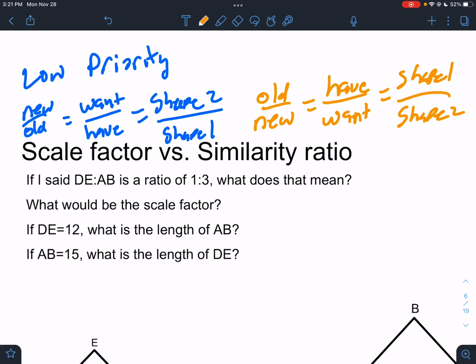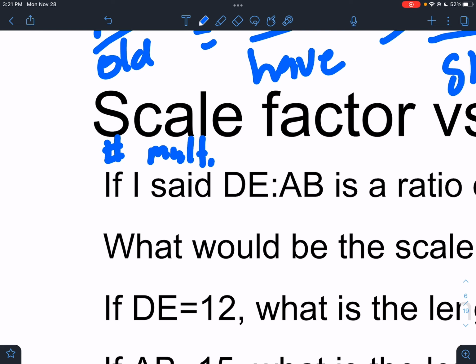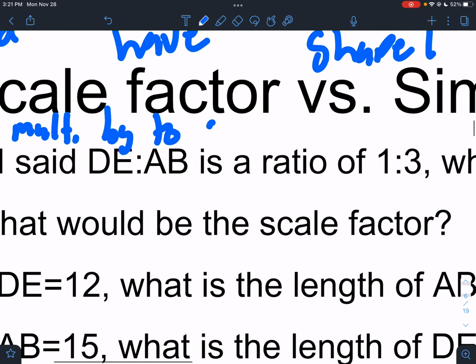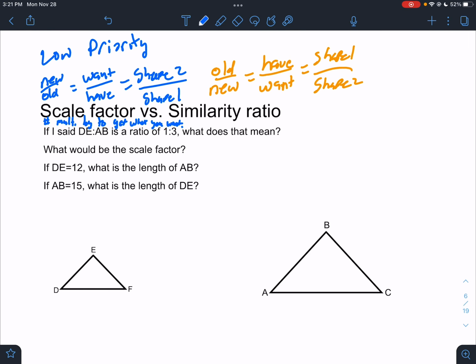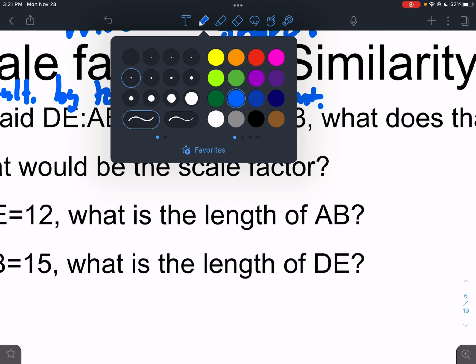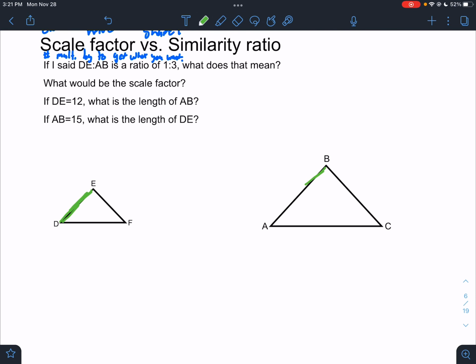Here is the most simple way, I think, to explain scale factor. Scale factor is the number you multiply by. It is the number you multiply by to get what you want. Similarity ratio is what you use when you're setting up proportions. Okay, so if I said DE to AB is a ratio of 1 to 3, what does that mean? That means for every 1 unit on DE, I have 3 units on AB. That's what it means.